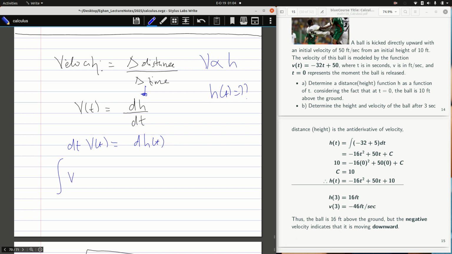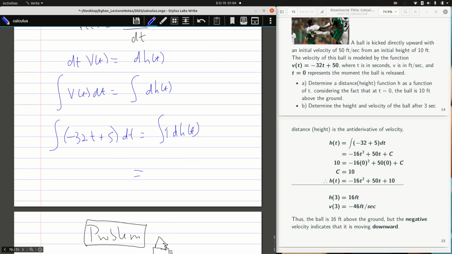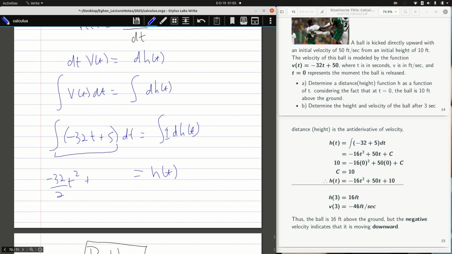So the integral of v of t dt is equal to the integral of dh of t. I know my v of t was given as negative 32t plus 5. Yeah, I missed the t here. So the integral of negative 32t plus 5 dt is equal to the integral of dh of t. That's our integration. With the integral of dh, it means I'm just going to have h of t, as I explained in the previous example. Now integrating by the power rule, I get negative 32 over 2 t squared plus 5t. Don't forget your constant of integration.